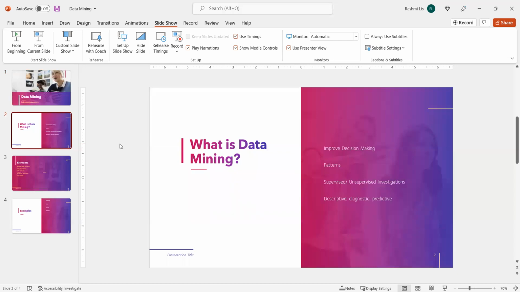Data mining is also an analytical process that examines large amounts of data from different perspectives and summarizes the data in such a way that useful patterns and relationships are discovered. Now, data mining can be of three kinds. There's descriptive, diagnostic, and predictive.